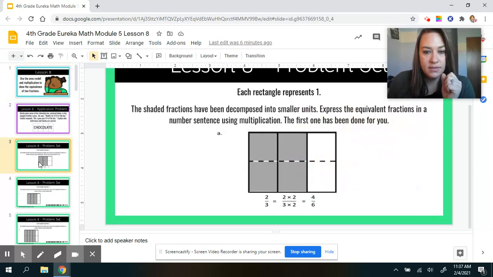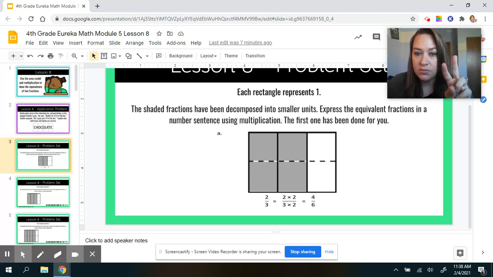All right, so our first one, it's already done for us, so it's a good model. The shaded fractions have been decomposed into smaller units. Notice if we were to ignore this horizontal line, that's what they added to decompose even more, we can see that there's 1, 2 of the 3 shaded. So that's where the 2/3 comes in. But then they decomposed it into smaller units and they made 1, 2 new rows.